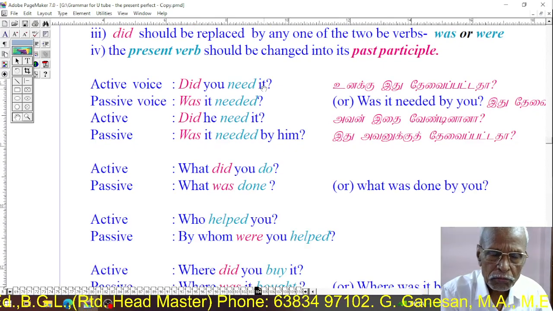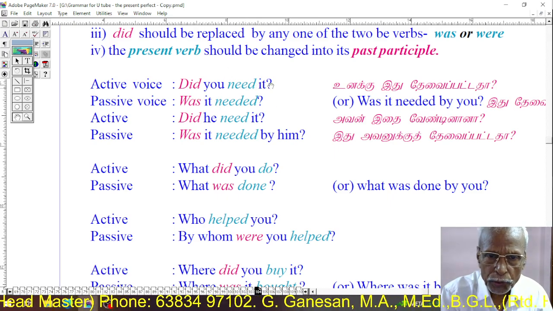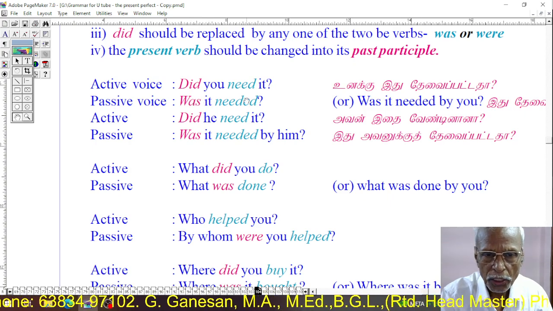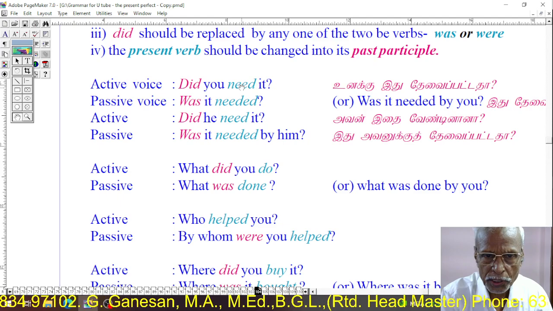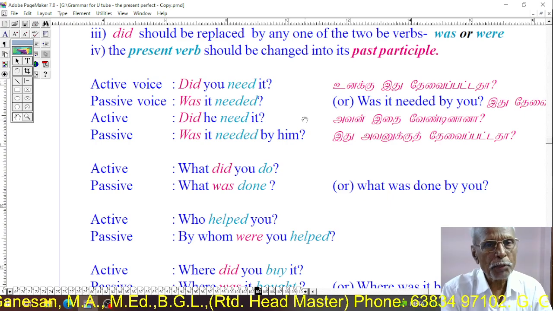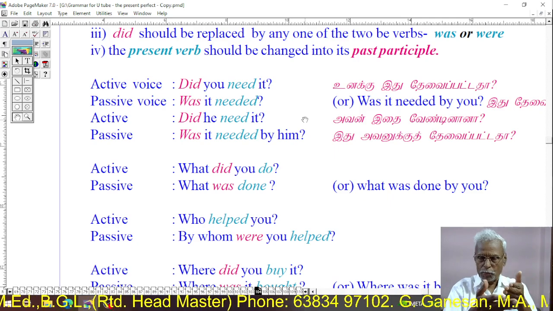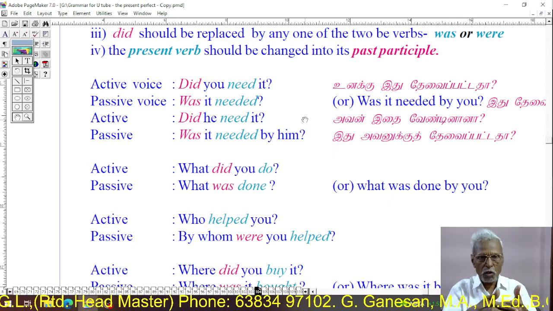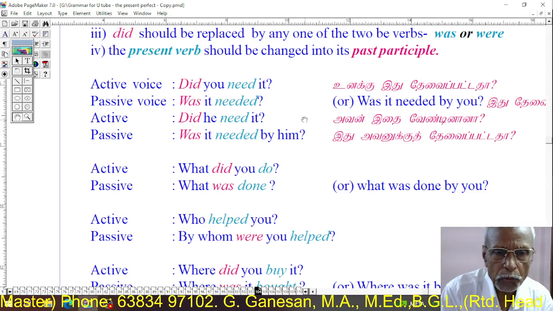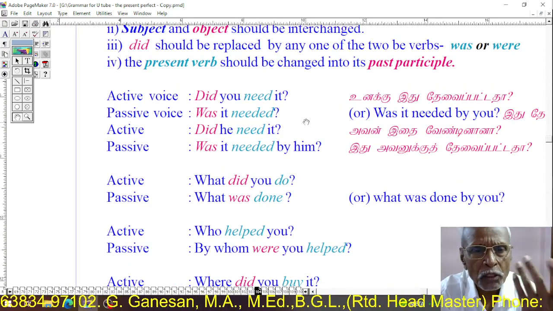Did you need it? Was it needed by you? It, did, was. Because it is singular, was. Needed, the past participle. Did you need it? Was it needed by you? Subject and object have been interchanged. Then did has been replaced by was. It becomes passive form. Then the object, by you. You may show that, or we may not show it. If it is needed, we may show that. If not, we can leave it.